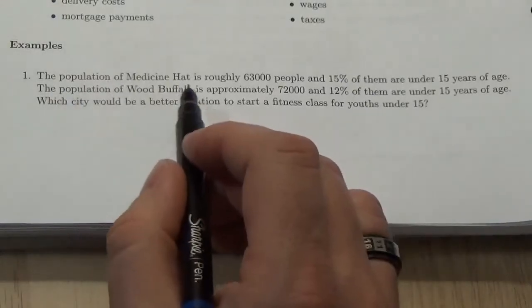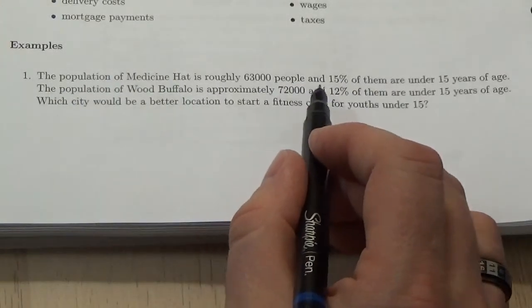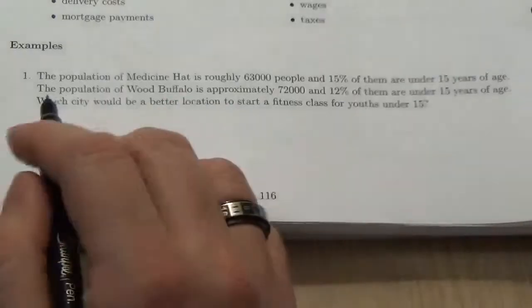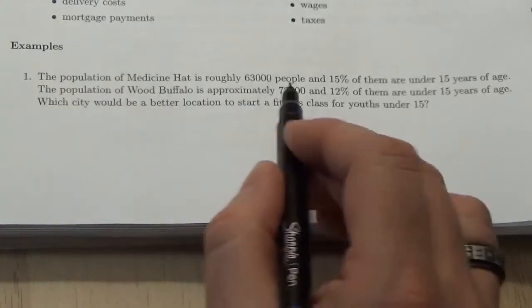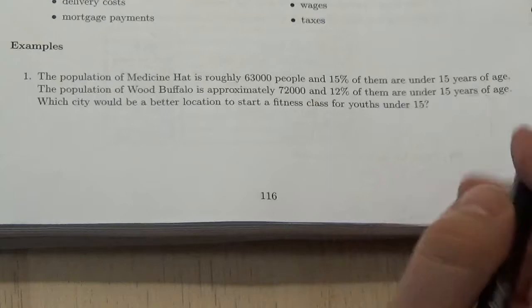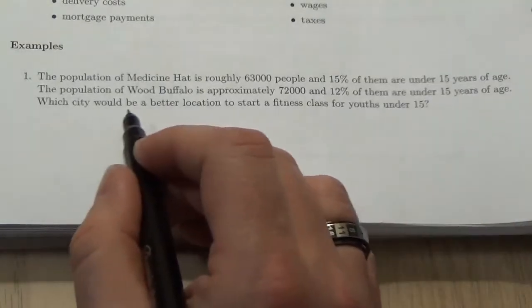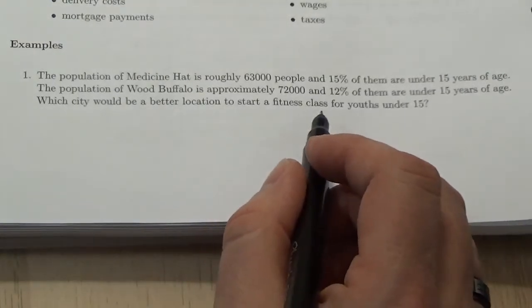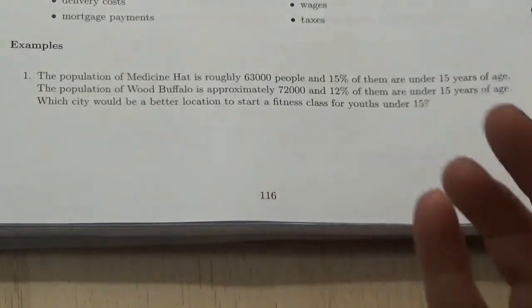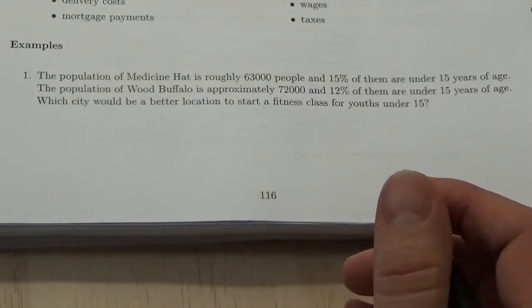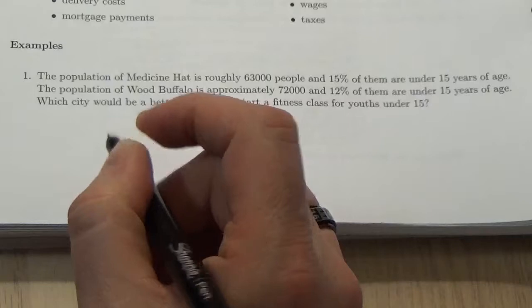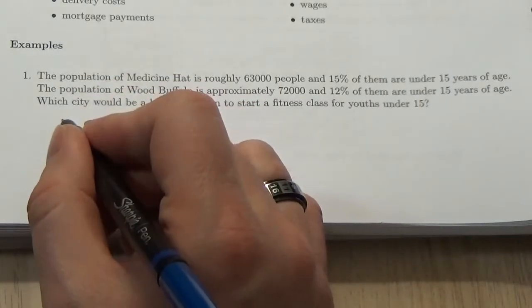So the population of Medicine Hat is roughly 63,000 people, and 15% of them are under 15 years of age. The population of Wood Buffalo is approximately 72,000, and 12% of them are under 15 years of age. So which city would be a better location to start a fitness class for youths under 15 years of age? Okay, so we're going to take a look at the appropriate population for both of them.